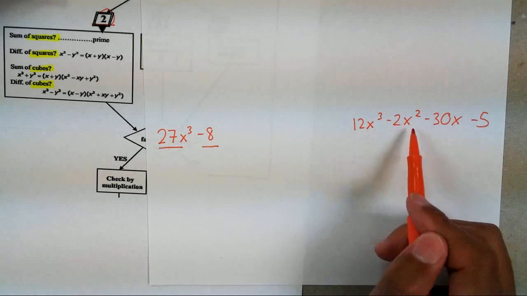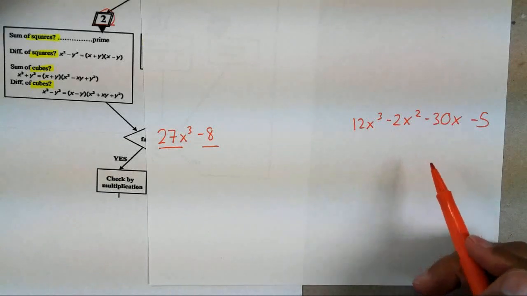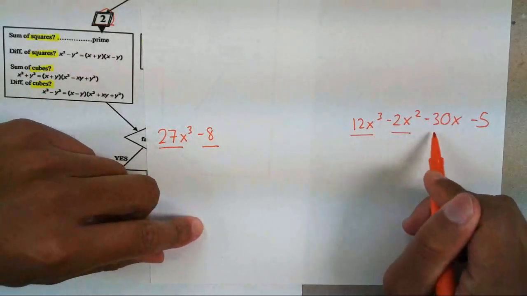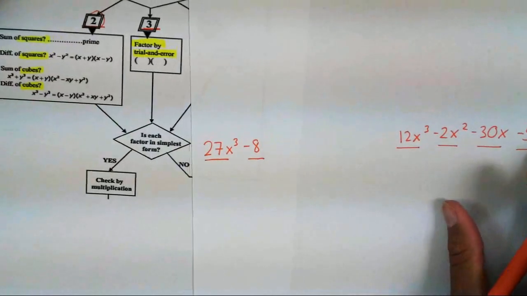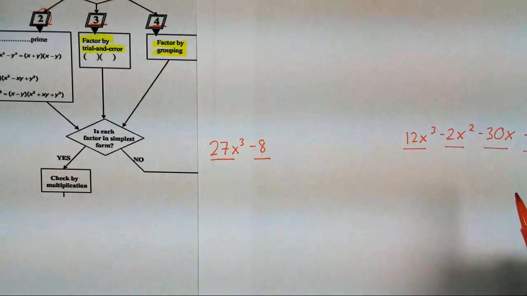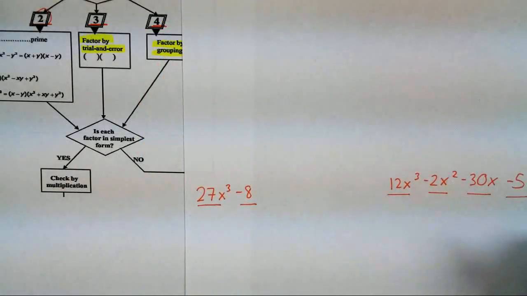Then the last one, 12x cubed minus 2x squared minus 30x minus 5. Now, if you'll notice, this is a bit longer. So then you're going to count the number of terms. 1, 2, 3, 4. So because there's 4 terms, that means the only way to factor this out is factor by grouping. That's why being able to count the number of terms is the most important question, because it's going to guarantee our success in factoring out polynomials.